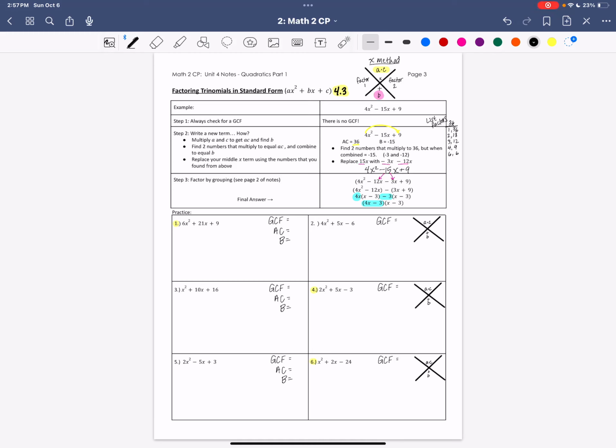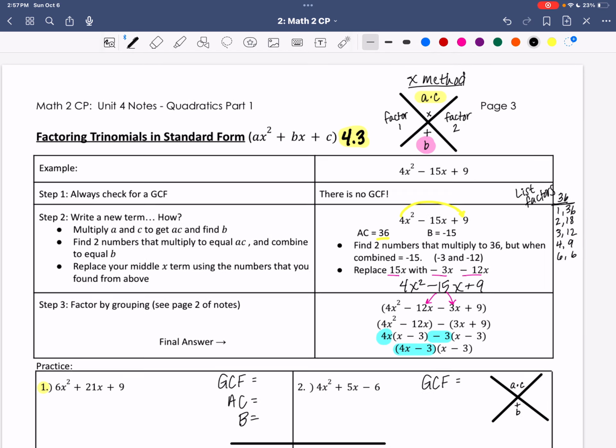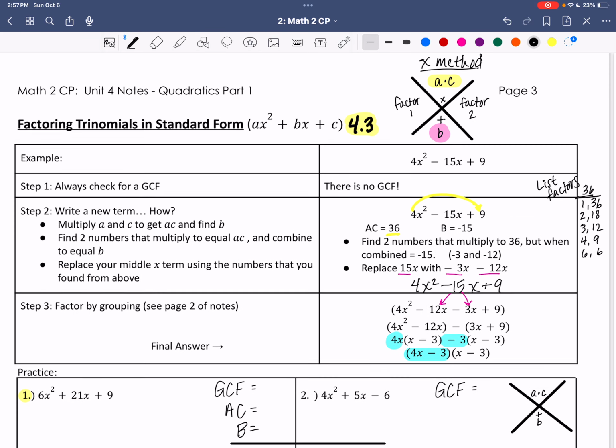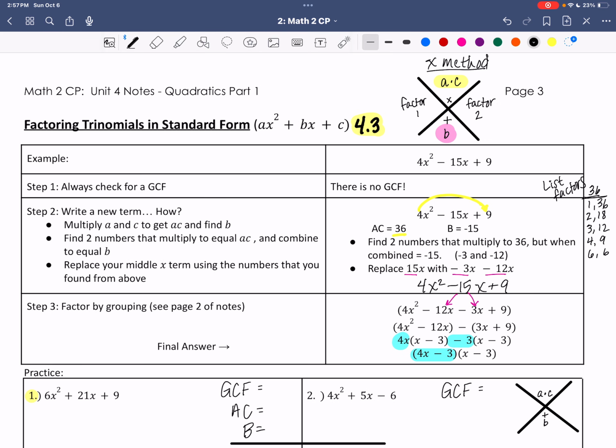All right, today we're going to talk about factoring trinomials in standard form. So that's your ax squared plus bx plus c. And let's get started with a couple different ways. One way you may have learned or seen online is an x method. We'll talk about that in a second. But there's also other ways too. I'll show you both ways. You pick which way you're more comfortable with. All right, so first we're going to get started with our example.